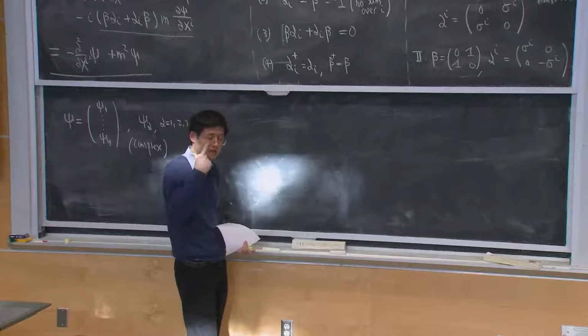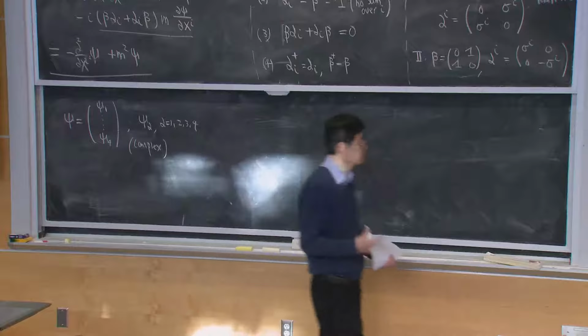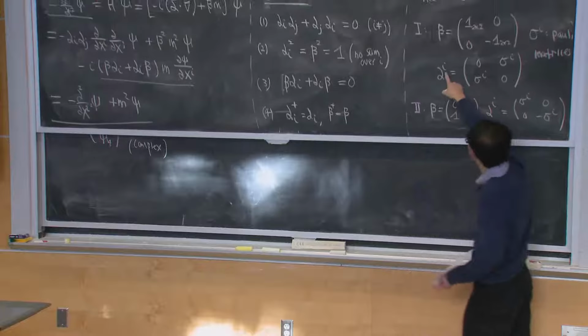Alpha has three components, right? And each component is a matrix. You have alpha 1, alpha 2, alpha 3. So here you see explicitly alpha 1 is equal to sigma 1, sigma 1. Alpha 2 is sigma 2, sigma 2, etc.